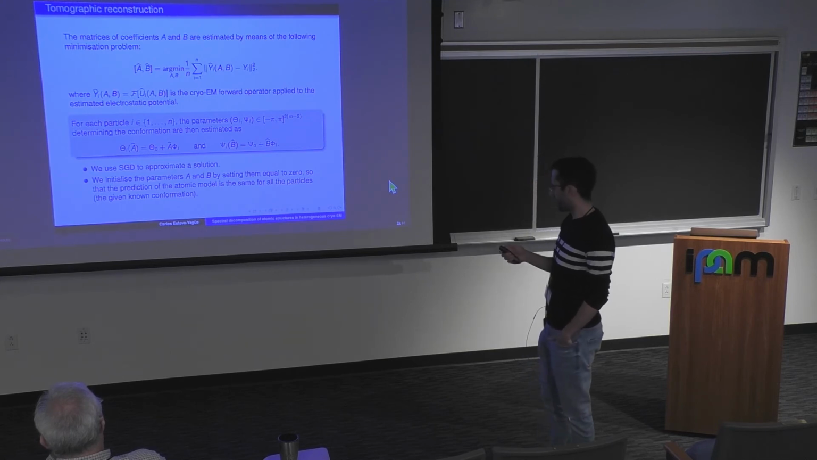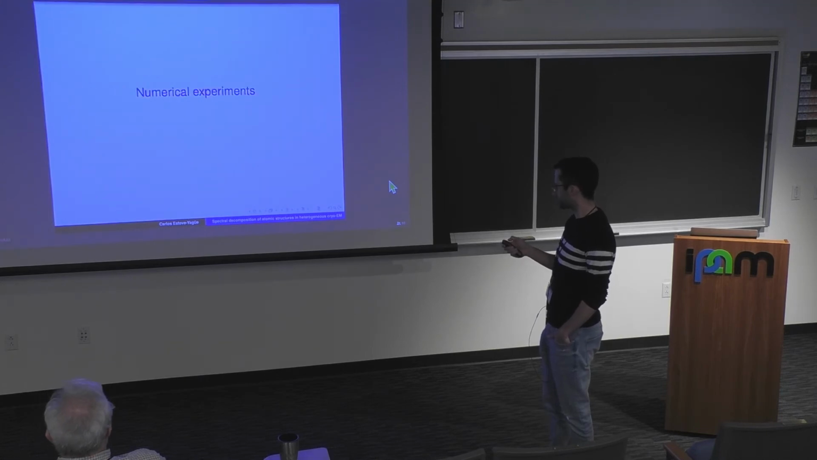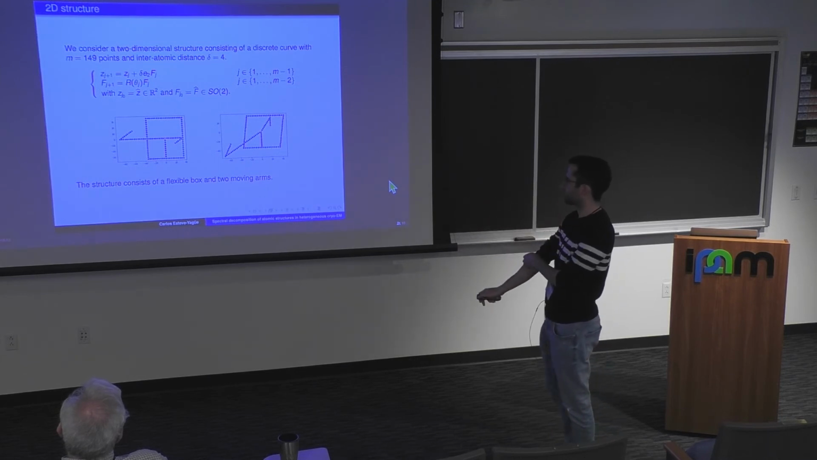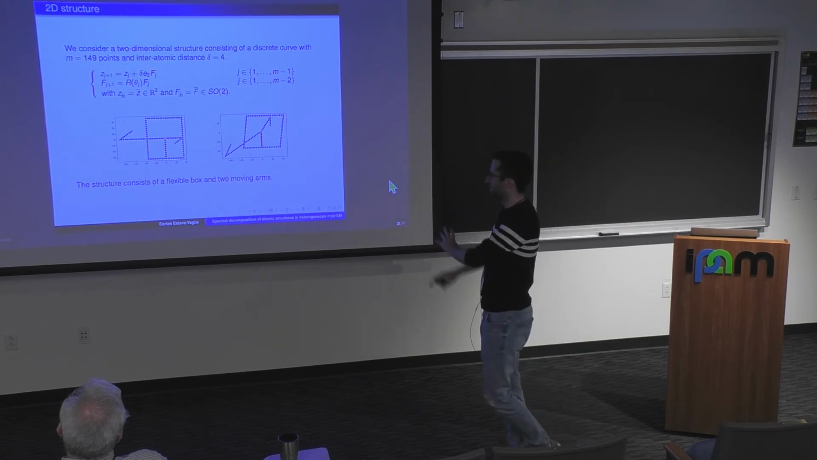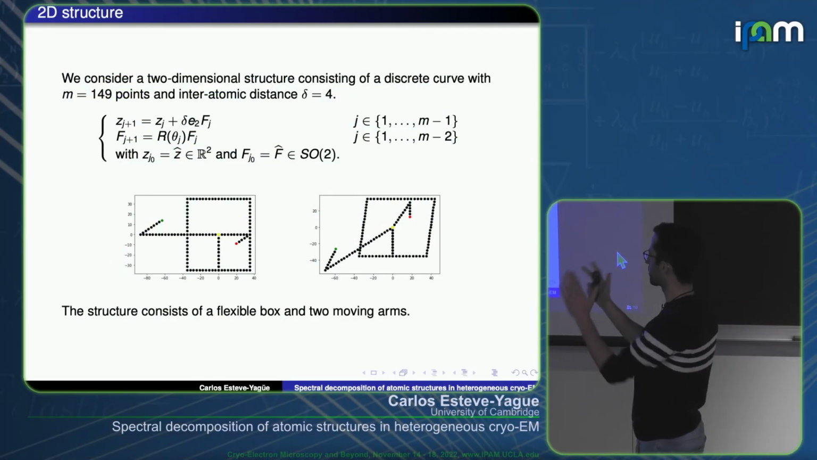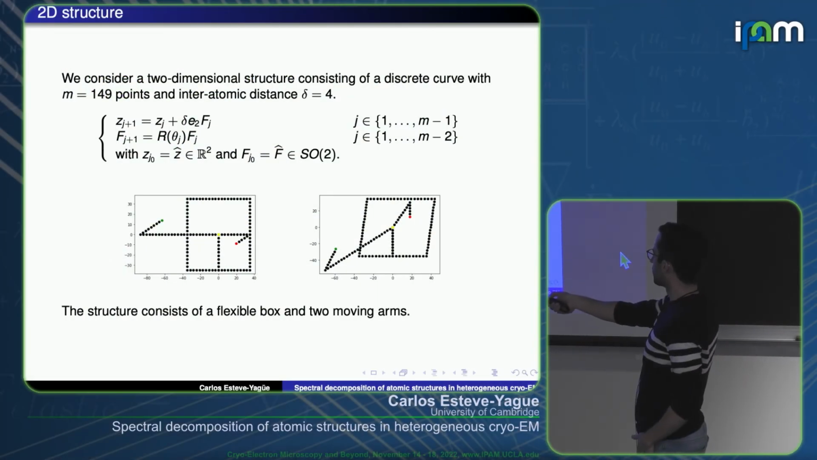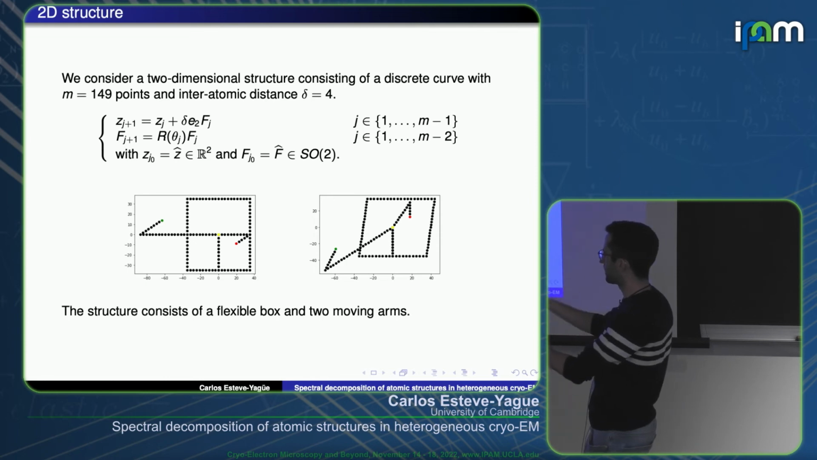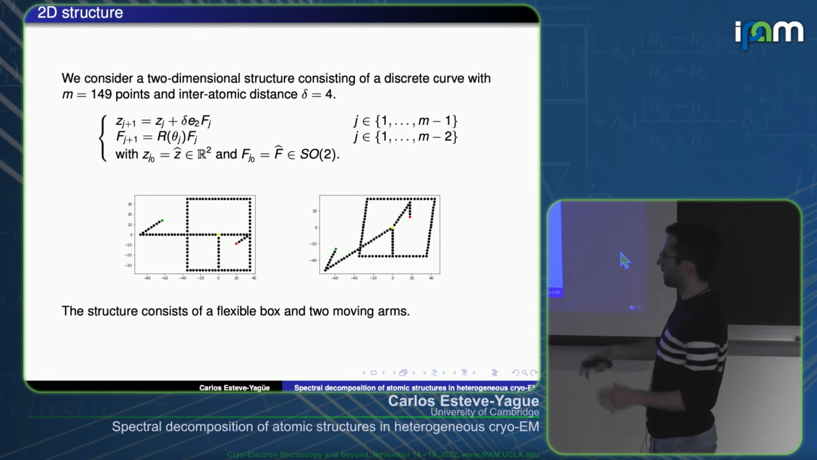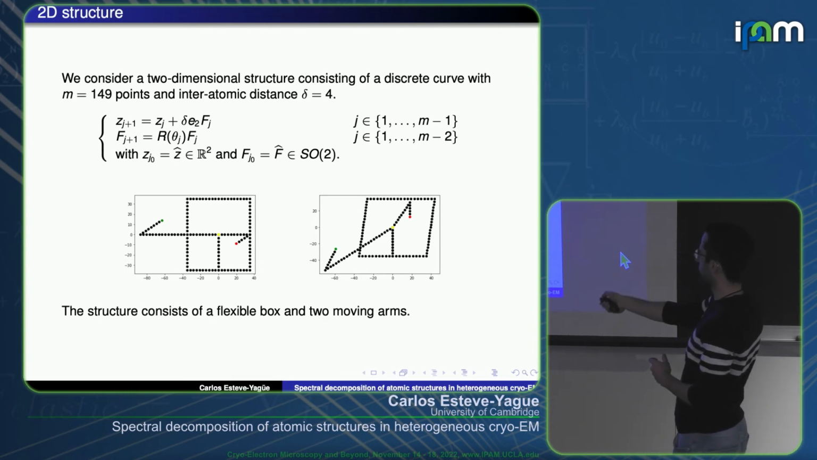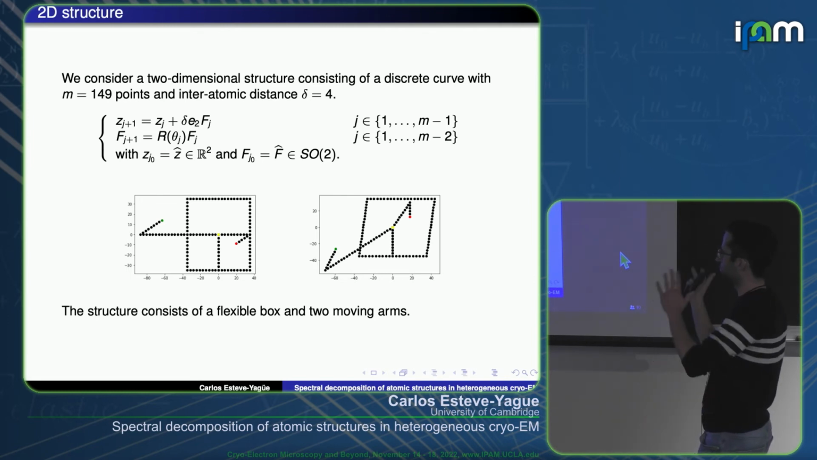Okay, so let's look at the numerical results. First of all, I consider this toy model where we have a two-dimensional structure. This is not anything biological. It's just a box with two arms. And the box can be deformed in either way, and the arms can move up and down. I assume that this is my initialization, like my given atomic model. Then I generate a data set with a bunch of structures like this, moving the arms randomly and deforming the box. And this is a 2D structure.